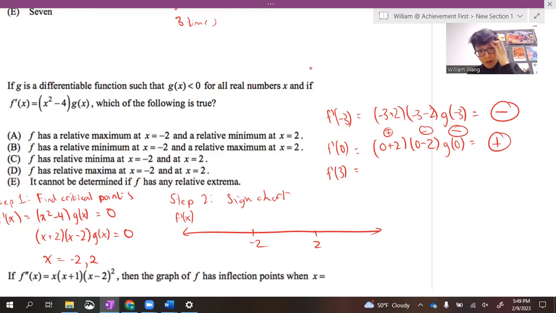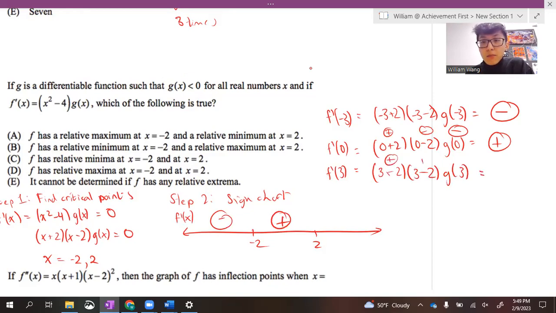All right, finally, f prime of 3, I'm going to plug it in. So that's going to be 3 plus 2 times 3 minus 2 times g of 3. That's equal to, well, it's a positive number, g of 3, remember, it doesn't matter what it is, it's a negative number. So my final answer is negative, my final interval.